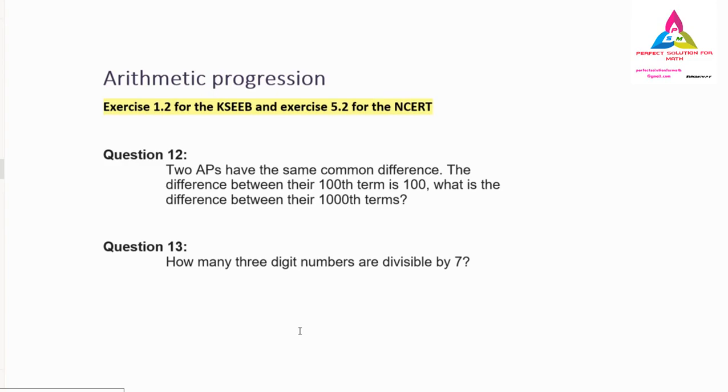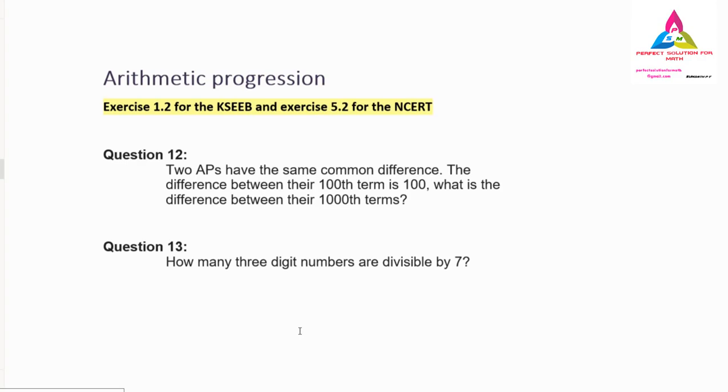Today we are going to learn the arithmetic progression exercise 1.2 for the KSEEB and exercise 5.2 for the NCERT. In that we are going to learn question numbers 12 and 13. And one thing before we start: both the questions are a little bit tricky, but they are simple actually, if you understand the question. If you fail to understand the question, you will lose your marks. Questions like this are important from your examination point of view also.